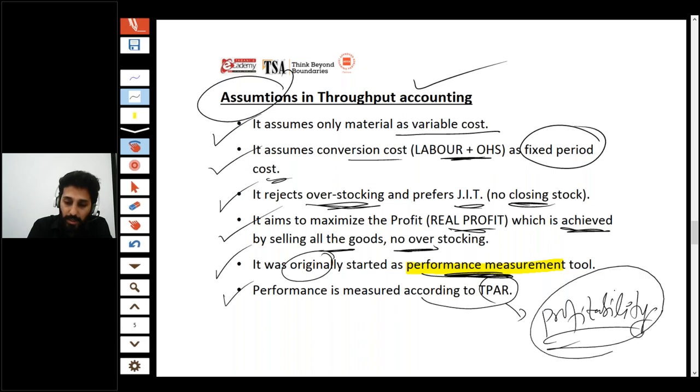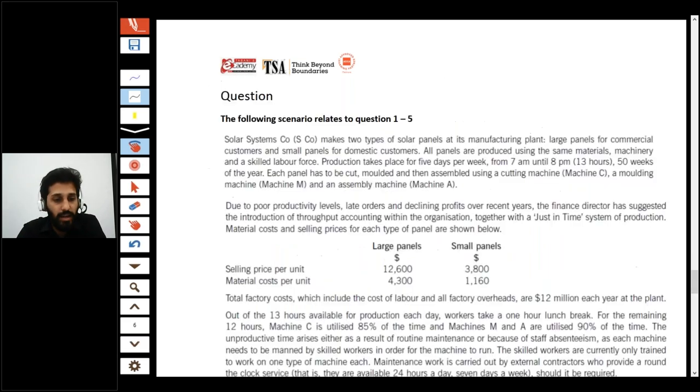That is the profitability, right? So the performance is measured according to TPAR, that is the profitability. So, assumptions in throughput accounting. Now you are having one case OTQ, and the following scenario relates to questions 1 to 5.